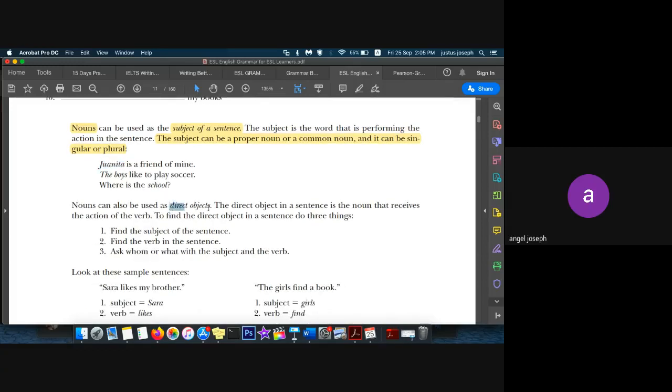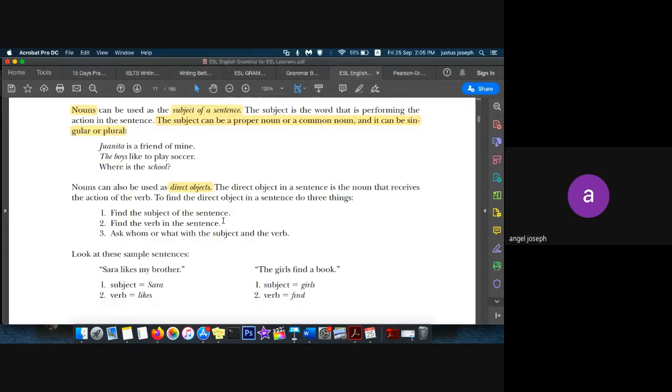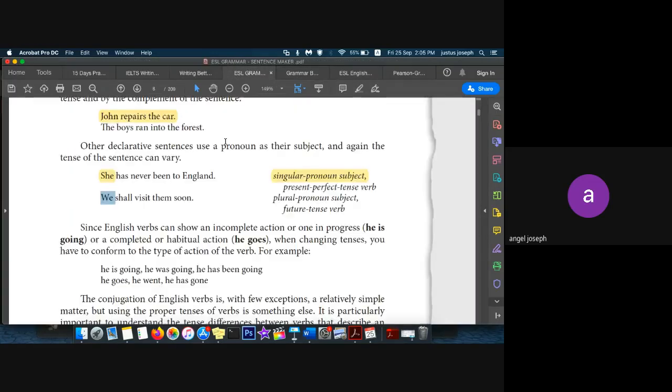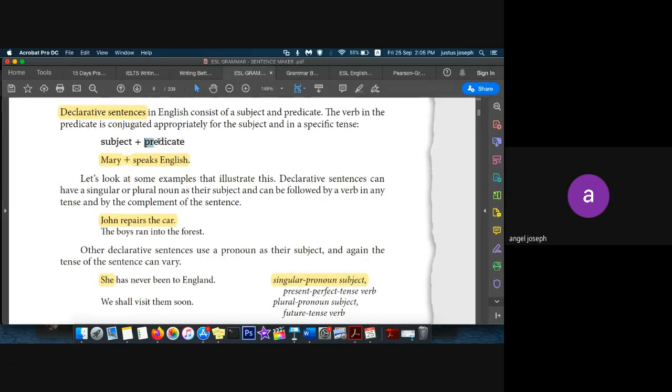Now let's understand what is an object. So if there is a subject, there has to be an object also. Now the object is a part of the predicate. Object is inside this predicate. In this sentence, Mary speaks English. The object is English. Most of the times, in most of the common sentences, when you break the predicate, you will find a verb. The verb here is speak or speaks. And you will also find an object. The object here is English.